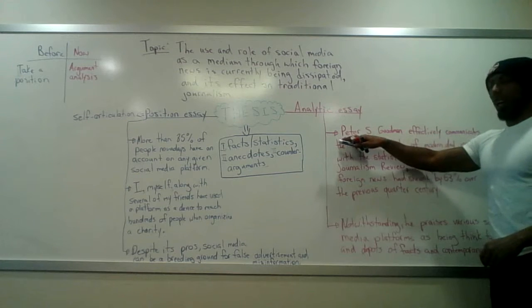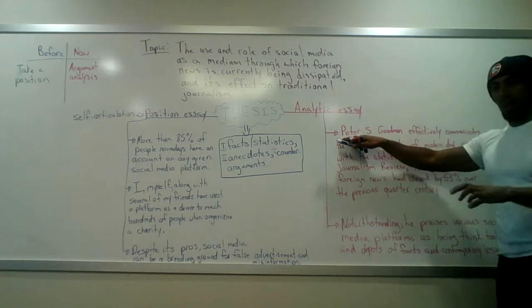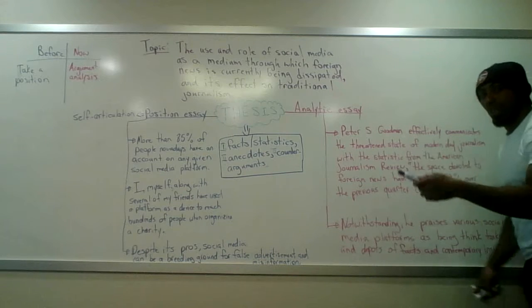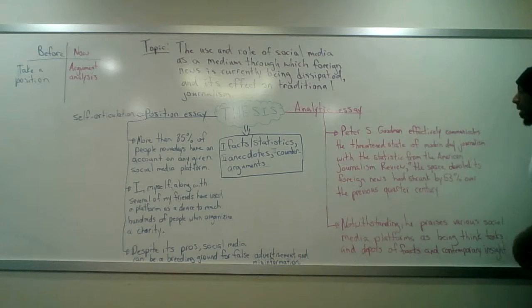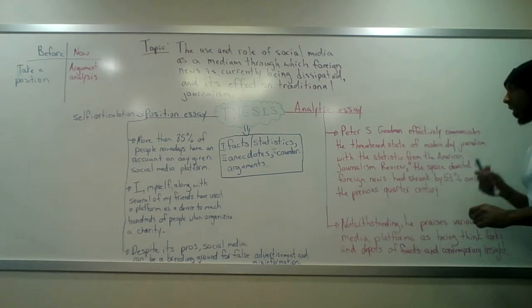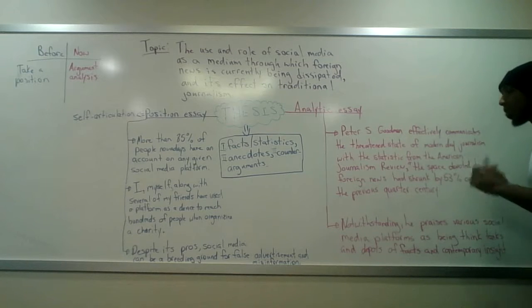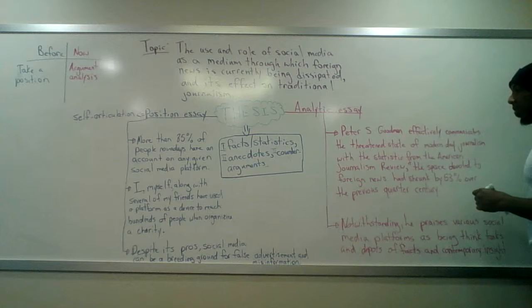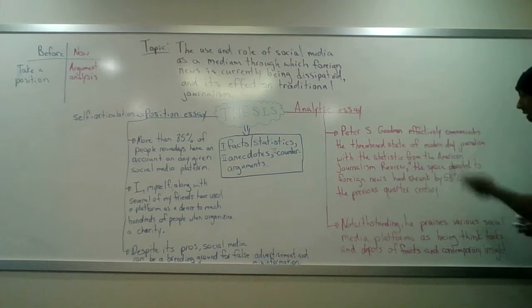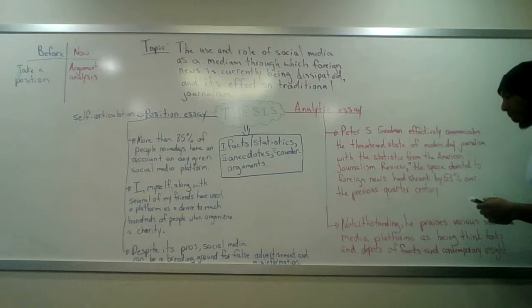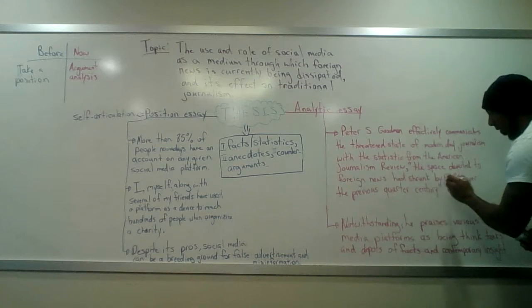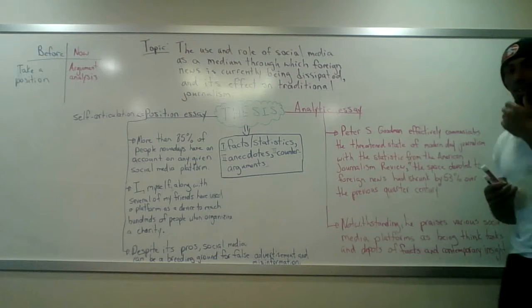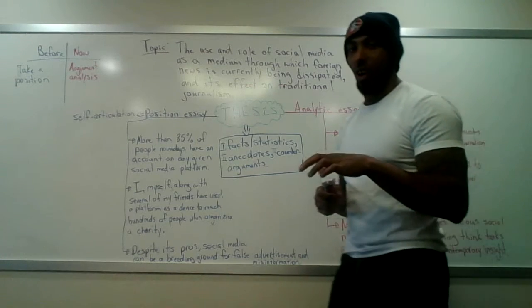So, for the opening topic sentence of my first body paragraph, I have something to the effect of: Peter S. Goodman effectively communicates the threatened state of modern day journalism with the statistic from the American Journalism Review, quote, the space devoted to foreign news has shrunk by 53% over the previous quarter century. And I have forgotten to put my end quotation there. Now that's one of the statistics given in the article, right?